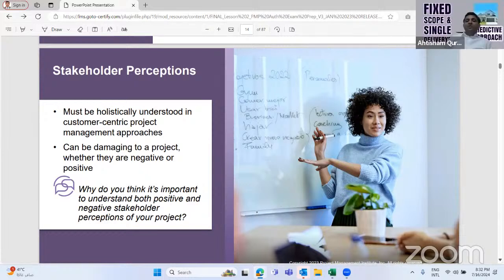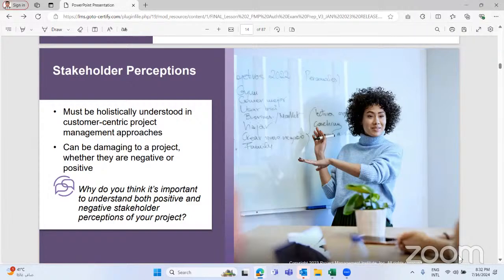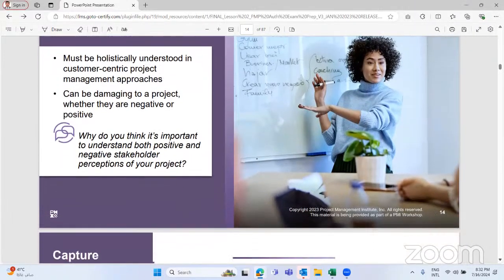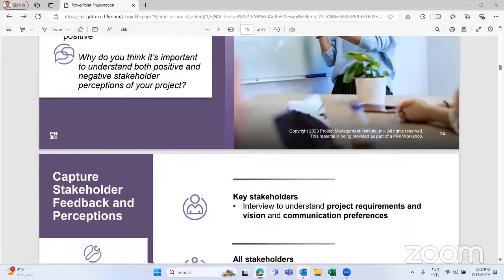So it is really important that you create that energy, synergy, and environment of positivity. You build that trust level within the stakeholders that rest assured the project is in safe hands, right? Cool.